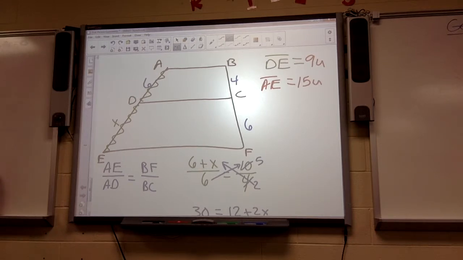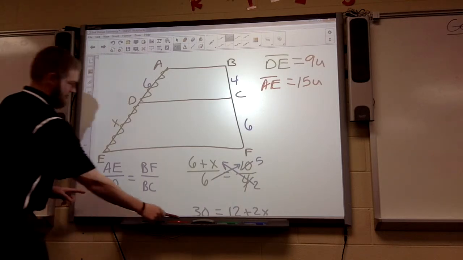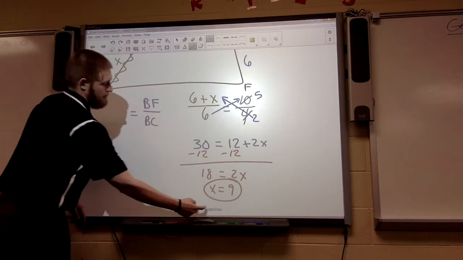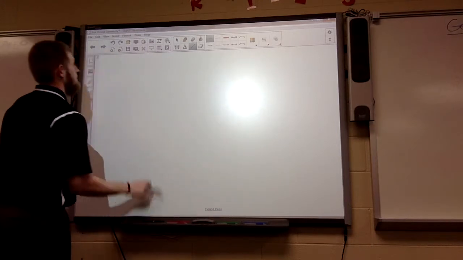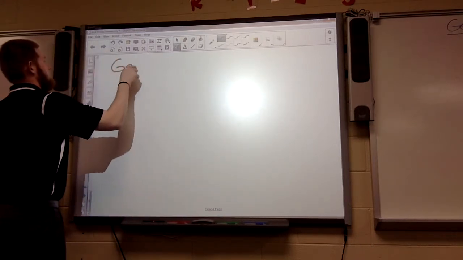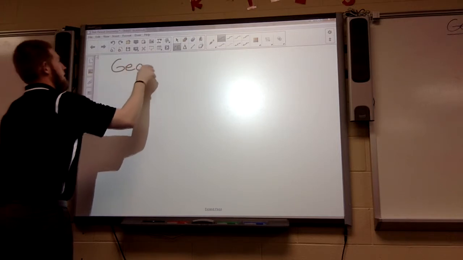Okay. Alright, the last thing we have today is what we call geometric mean. So make sure you get this example. We're going to do a couple examples here actually. But get this general form down in your notes.